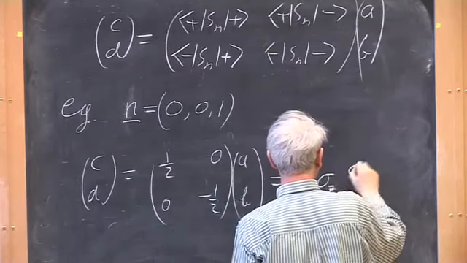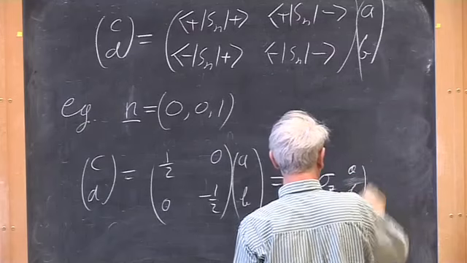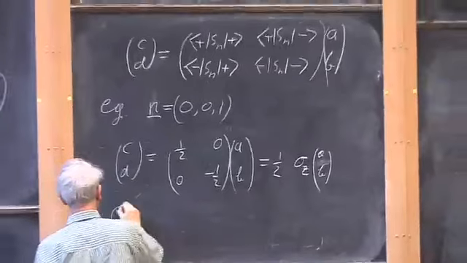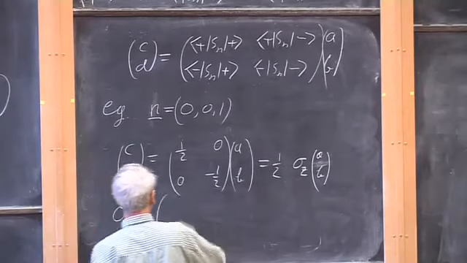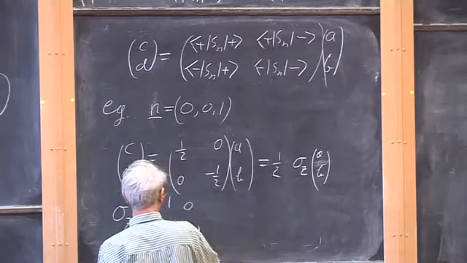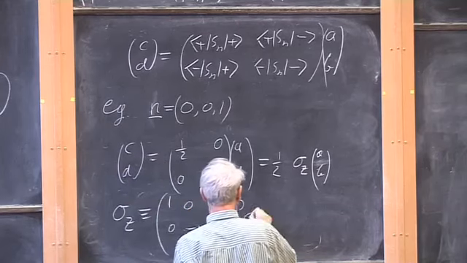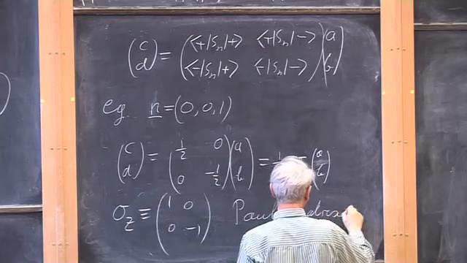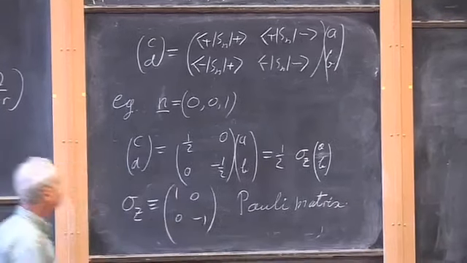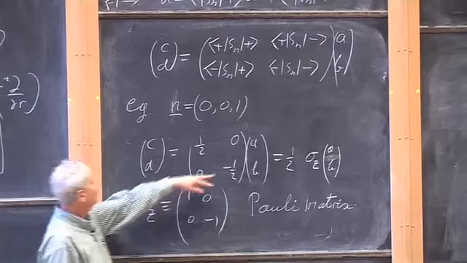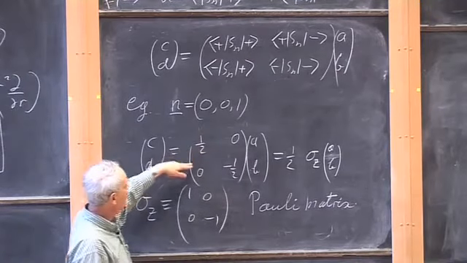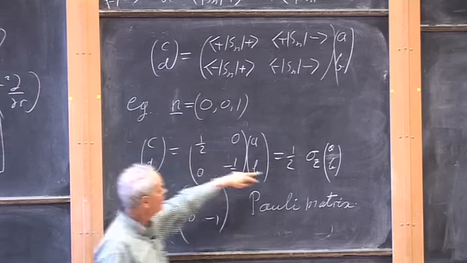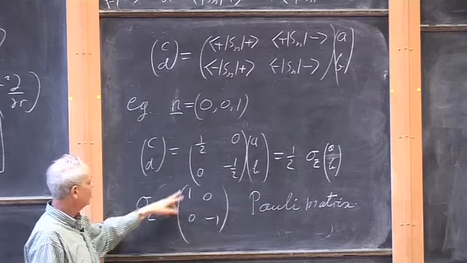So in this particular case, it evaluates to this, which people write as a half of sigma z, a column b, where sigma z is the Pauli matrix, 1, minus 1, 0, 0, a Pauli matrix. So these matrices we really want are these matrices, but it's handy to take the half outside of the matrix and write them in terms of these.